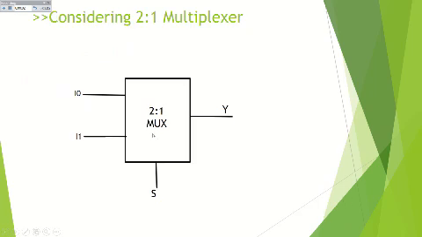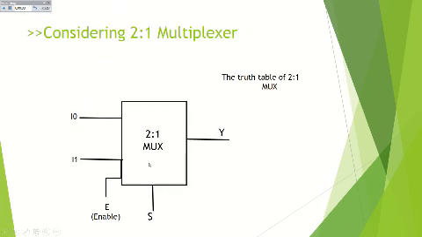Considering this 2 by 1 MUX, we can generate a truth table for it. One might be confused where this E is from. Yes, this E is called enable input. It is also an input. So this is also an input.